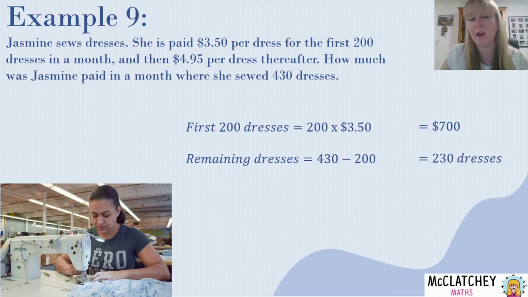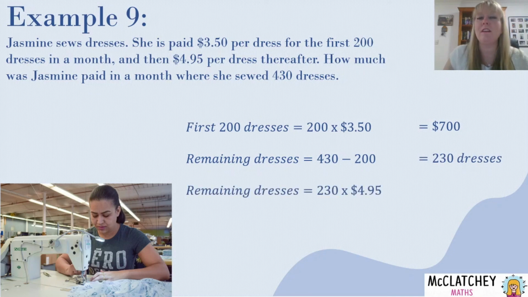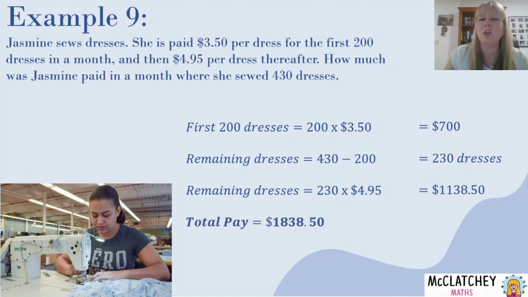And now we're going to apply this new rate of $4.95 to the remaining dresses and multiply that out. And we get for the second lot of dresses, $1,138.50. And then we need to add those two amounts together to get her total pay. 700 plus $1,138.50 gives us $1,838.50. Not a bad month for Jasmine.